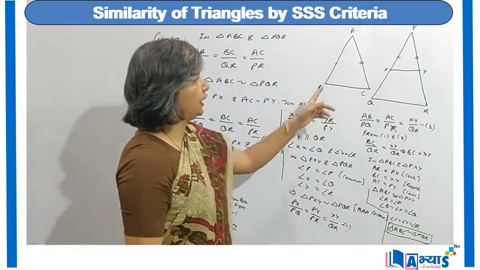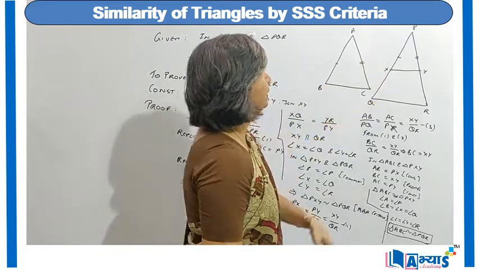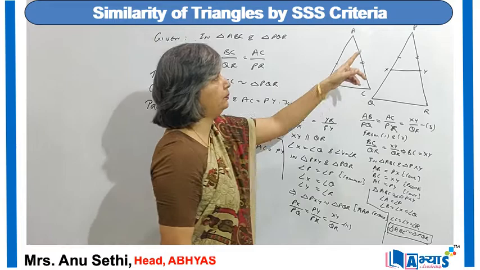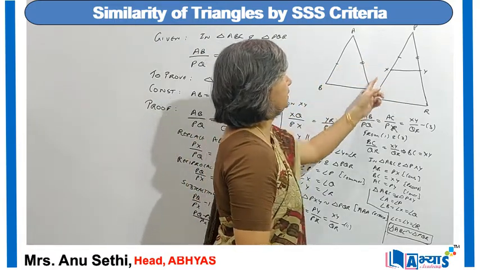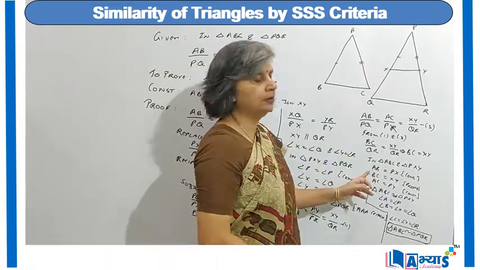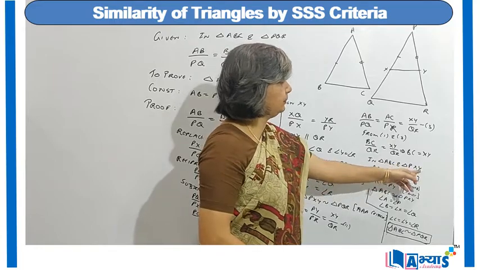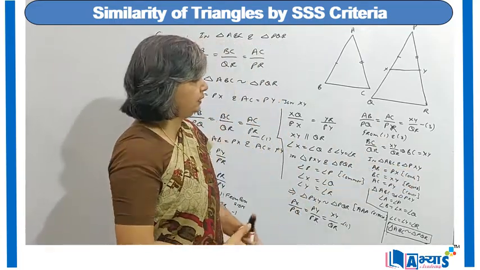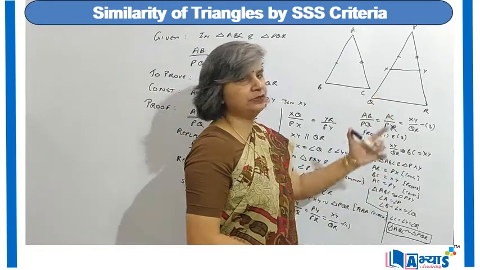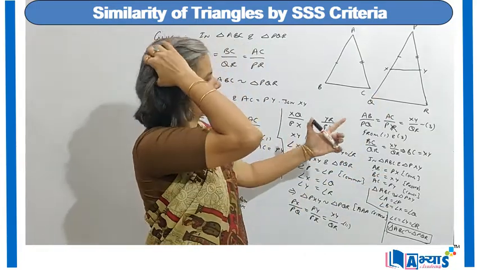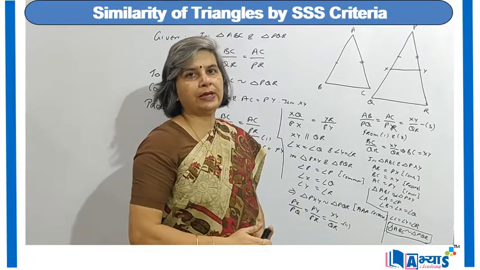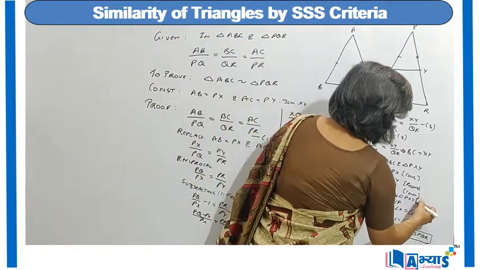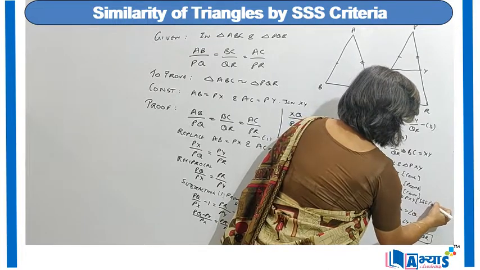Now in the two triangles ABC and PXY, AB is equal to PX by construction and AC is equal to PY by construction and BC is equal to XY, which we have just proved. So the two triangles are congruent by SSS criteria of congruence.